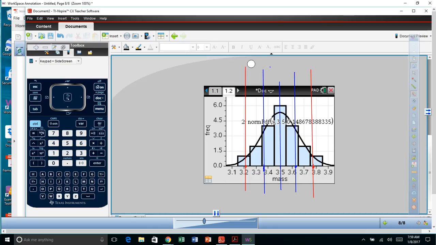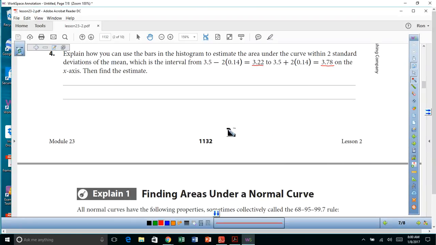3.78. So this right here is going to be from right there to right there. And what do we capture here? Well, we captured the middle 5 bars. So the sum of the areas of these bars is going to be 0.1 plus 0.2 plus 0.3 plus 0.2 plus 0.1, which is 0.9.